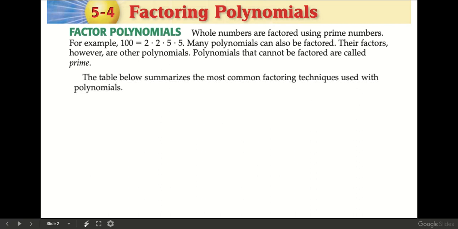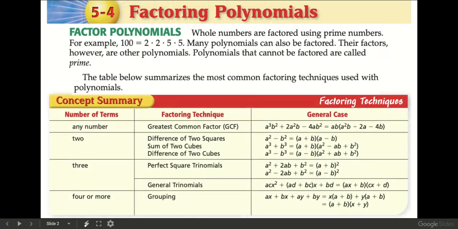The table below is going to summarize the most common factoring techniques used for polynomials. A lot of these we actually learned in Algebra 1. So let's just go over a few of these factoring techniques. And you probably want to write these down in your notes and have them readily available for you when you're working on your problems.